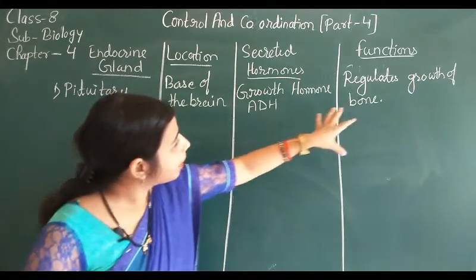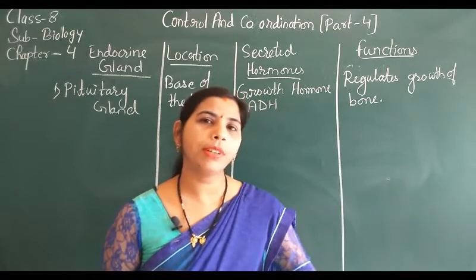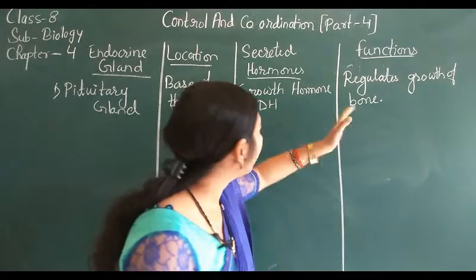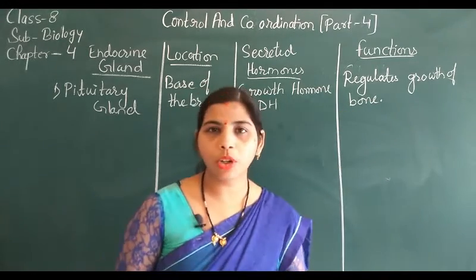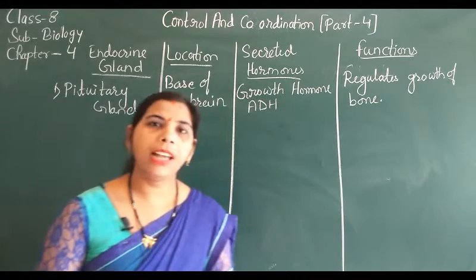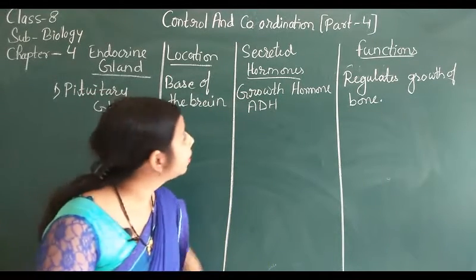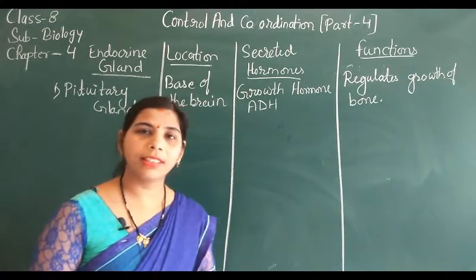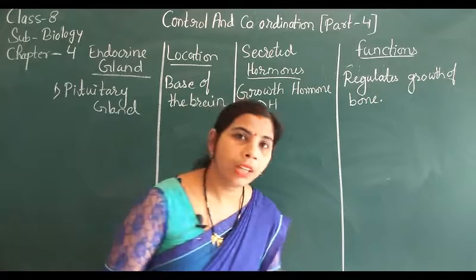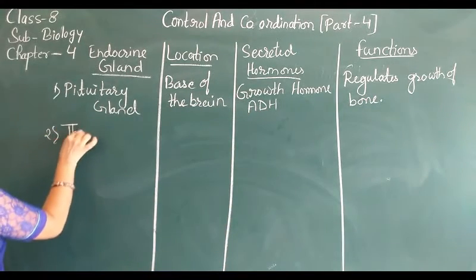Sometimes the gland secretes a maximum amount of hormone and sometimes it secretes a smaller amount due to some deficiency. If it secretes a huge amount of hormone, growth will be maximum at a young age, and that disease is known as gigantism. And if the hormone is secreted less than the requirement, the disease is known as dwarfism. Now the second gland is the thyroid gland.